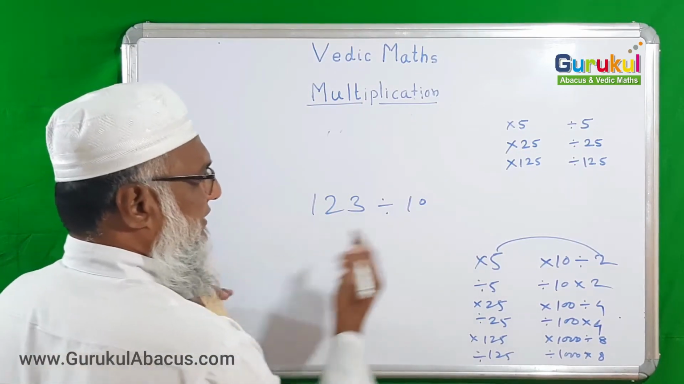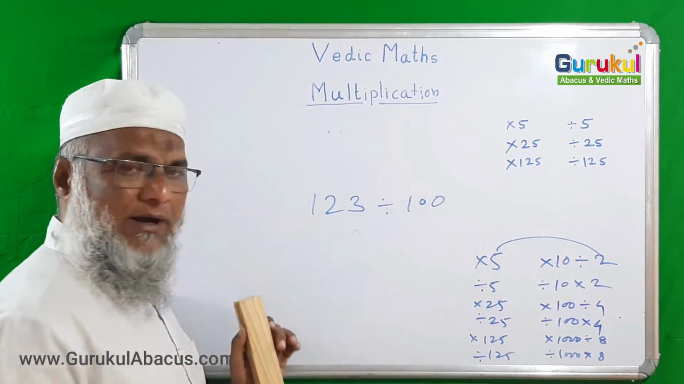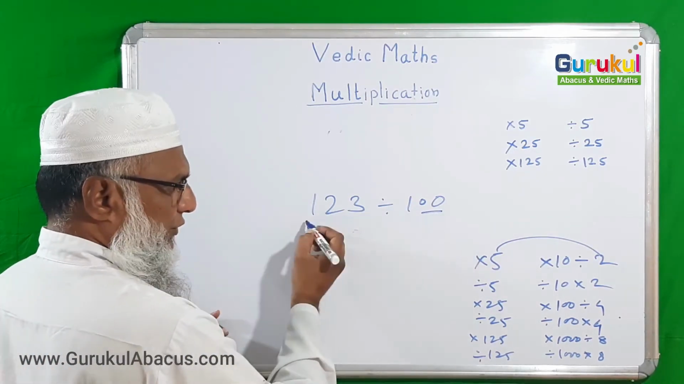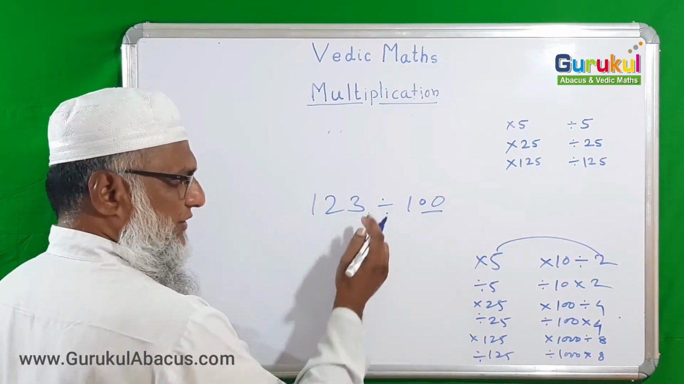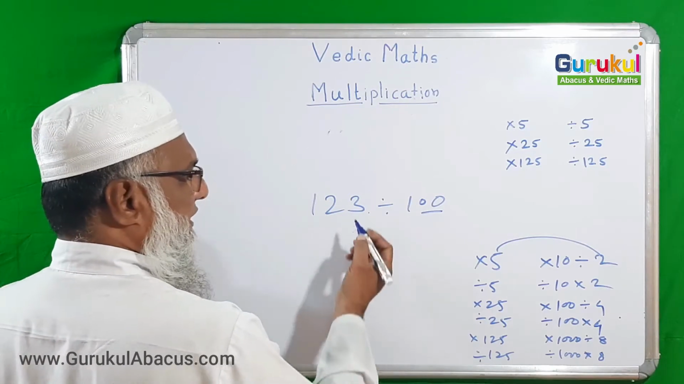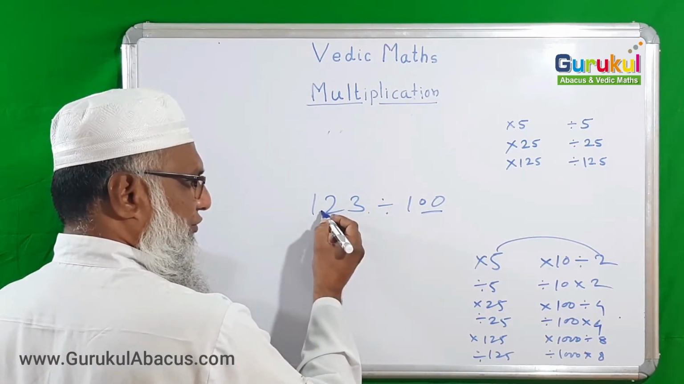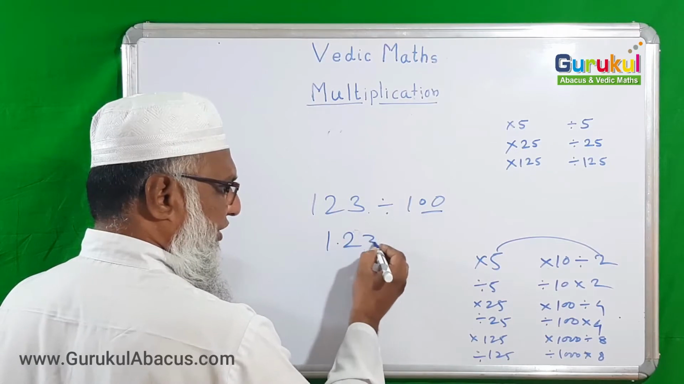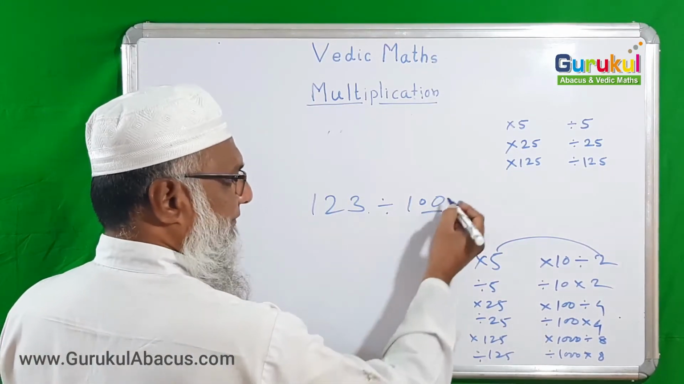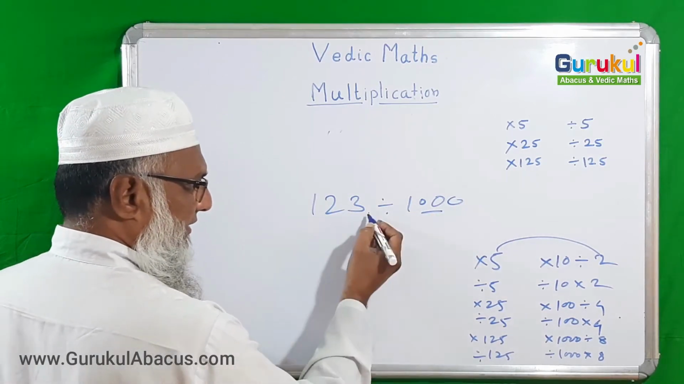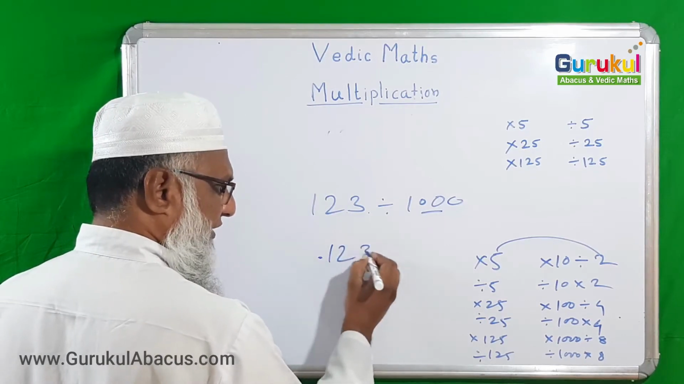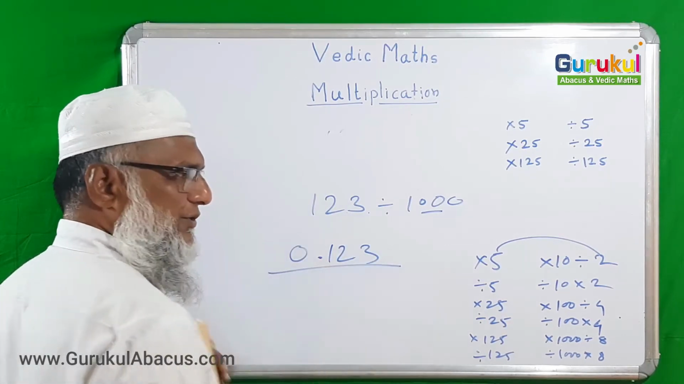Another example. Suppose with the same number you are dividing by 100. 100 has two zeros. So your virtual decimal point is here, and you should place that decimal point two digits to the left, 1 and 2. So 1.23 will be your answer. That's it. If it is by 1000, then it goes 1, 2, 3. Here it would be 0.123. It means you can add a 0 here, and 0.123 would be your answer.